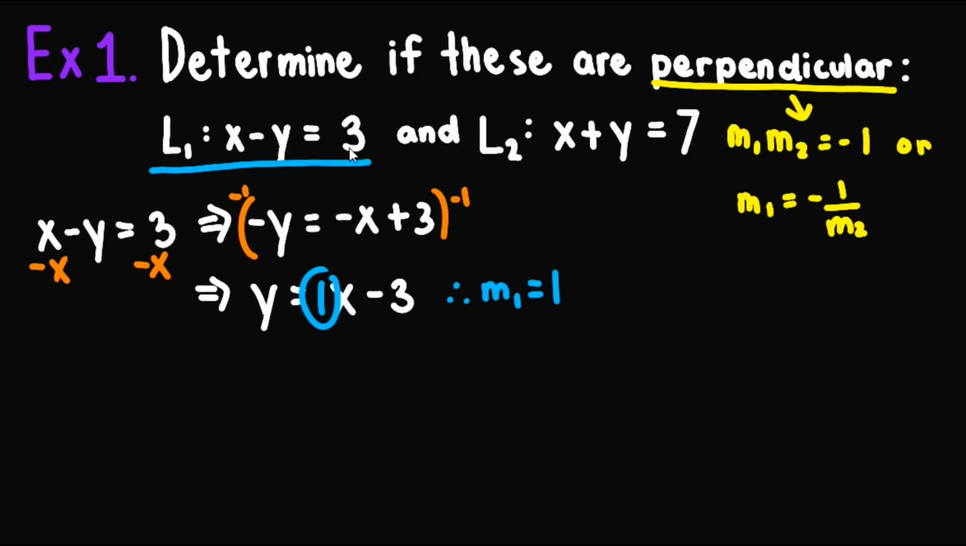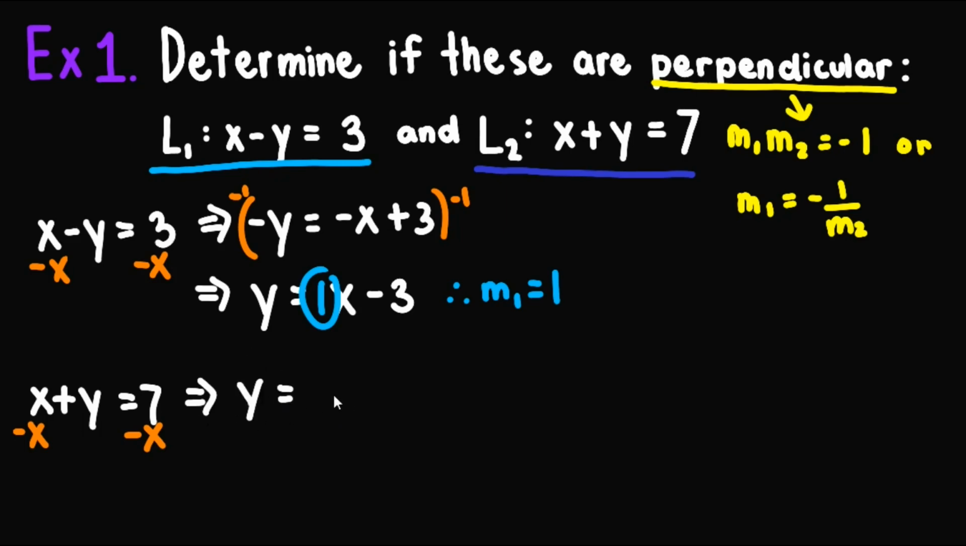Let's go on to the next one. So we have here x plus y equals 7. We subtract x from both sides to obtain y equals negative x plus 7.